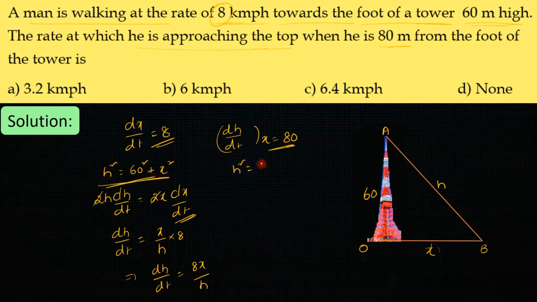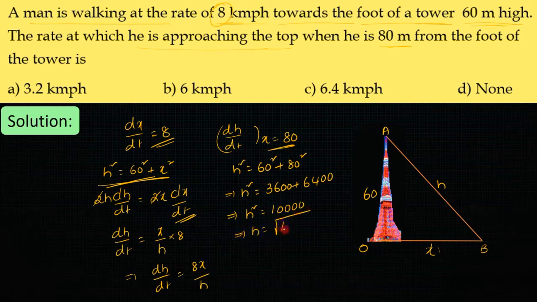h square is equal to 60 square plus x square, 80 square. This implies h square is equal to 60 square, that is 3600, plus 80 square, that is 6400. This implies h square is equal to 3600 plus 6400, that is 10,000. This implies h is equal to square root of 10,000. This implies h is equal to 100.